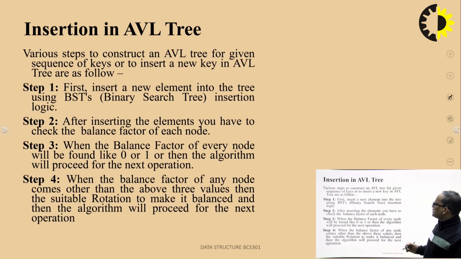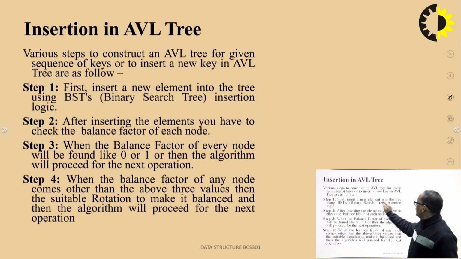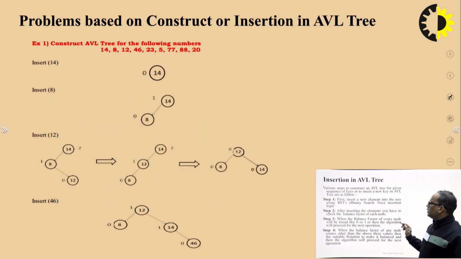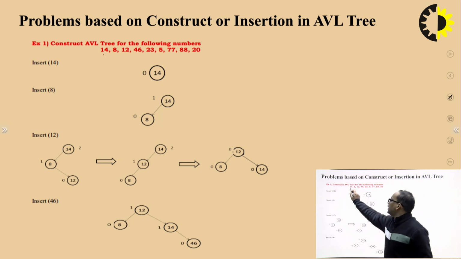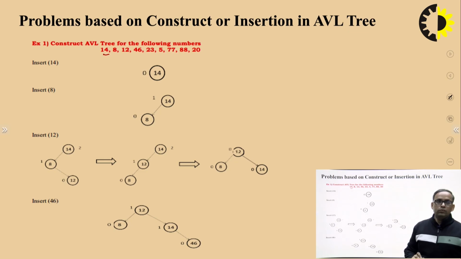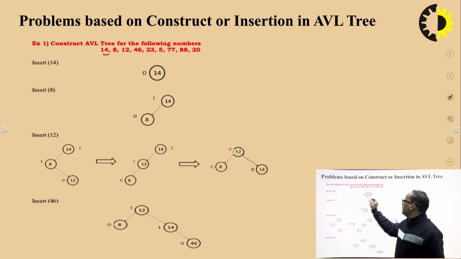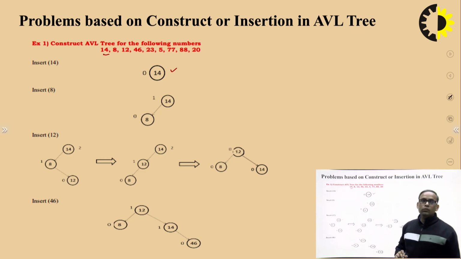So let us see step 1. First, insert a new element into the AVL tree using the binary search tree concept. In order to insert a new key in an AVL tree, we need to follow the insertion rule of a binary search tree. So the first key will always work as the root of the tree. The first key is 14, so 14 becomes the root of the tree. Now the balance factor of 14 is 0.